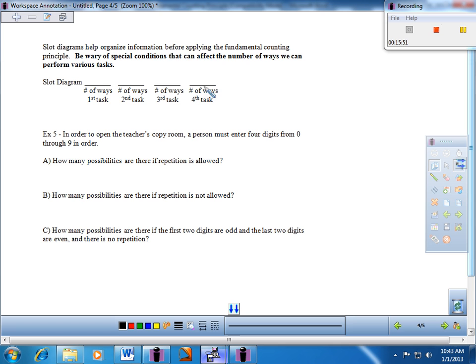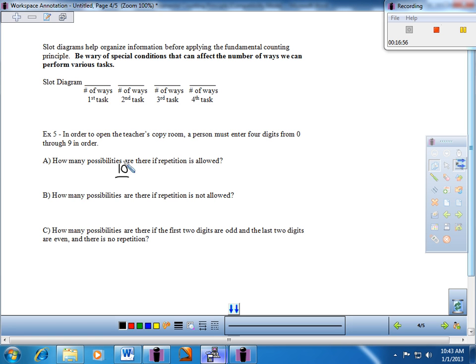So if repetition is allowed, let's think about it and identify your first task. Your first task, of course, is to hit the first button. And how many possibilities are there? Well, 0 through 9, everybody. That's 10 digits. There's our base 10 number system, of course. So there are 10 possibilities for the first one.